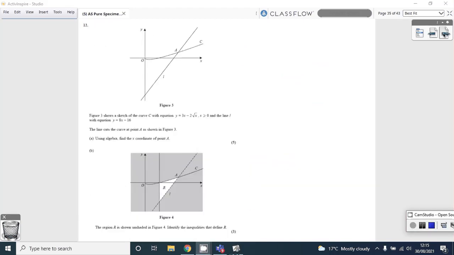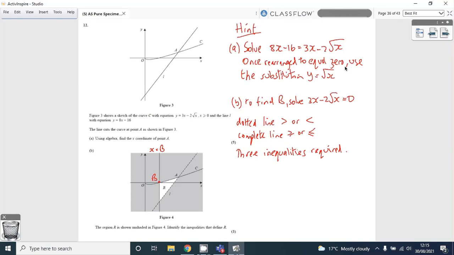Question 12. So the hints for this question. Now at point A is where the line L intercepts with the curve C. So we just need to solve where the line 8x minus 16 equals the curve 3x minus 2 root x. So rearrange this to make it equal to 0. Then I think the easiest thing to do is to use the substitution y equals root x. And then once you've found your solutions for y, convert back to working out what x is.